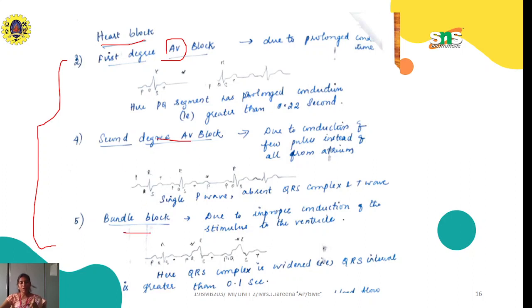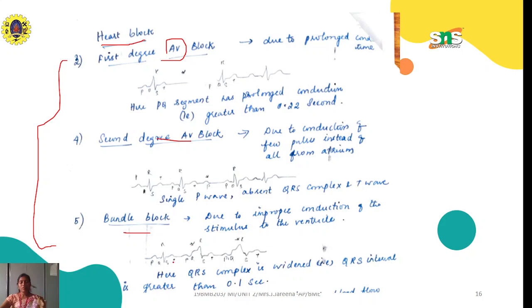The third one is the bundle block. Bundle block means you have a problem with the bundle of His. The bundle of His is the area which covers the ventricle, and if you correlate the ventricle part with the ECG waveform, it is the QRS. So in this problem, it is clearly noted that you have a problem with the QRS.